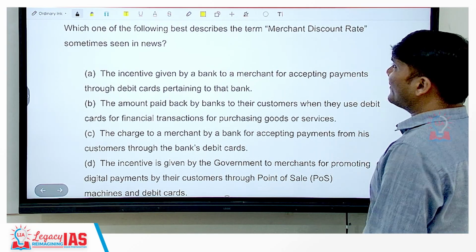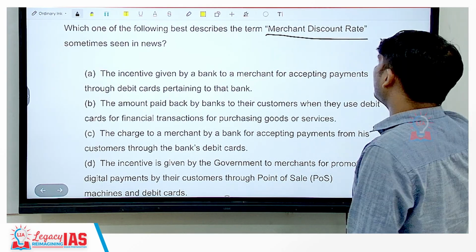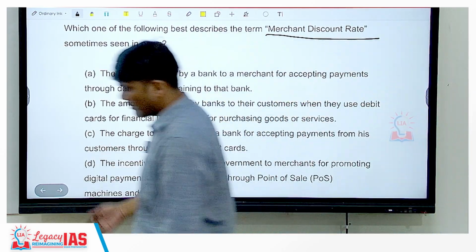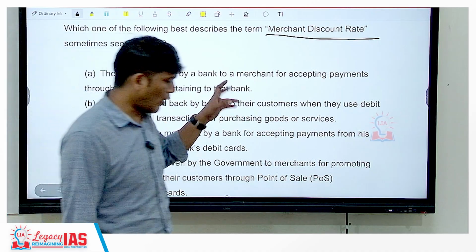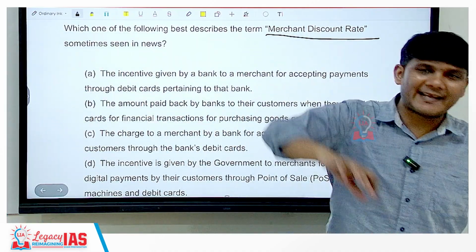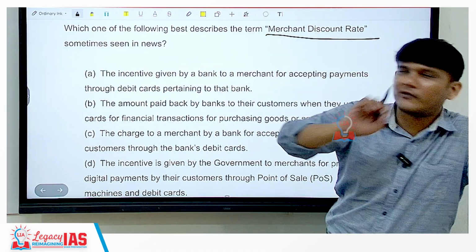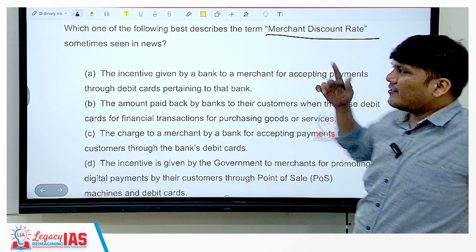Which one of the following best describes the term merchant discount rate, sometimes seen in news? I have included certain topics like this also, which you will not find anywhere in the book. So it is important to discuss this topic. What is merchant discount rate?